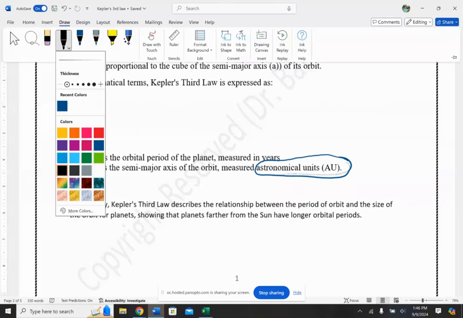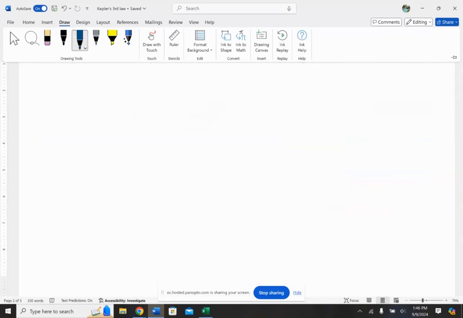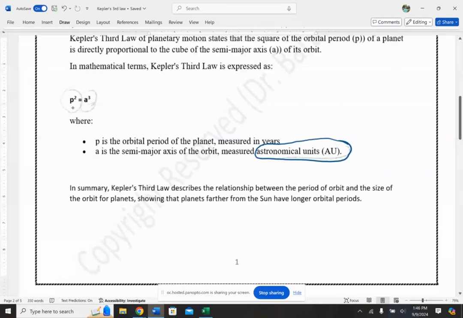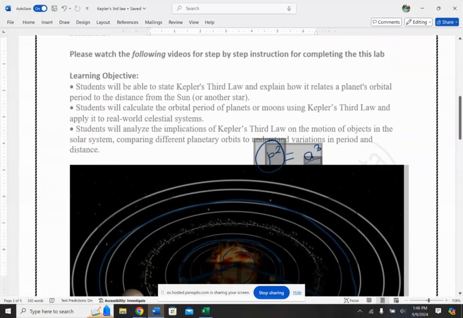Okay, oops, let me use a different color here sometimes. It's not letting me write down. Okay, and now the other questions are here.